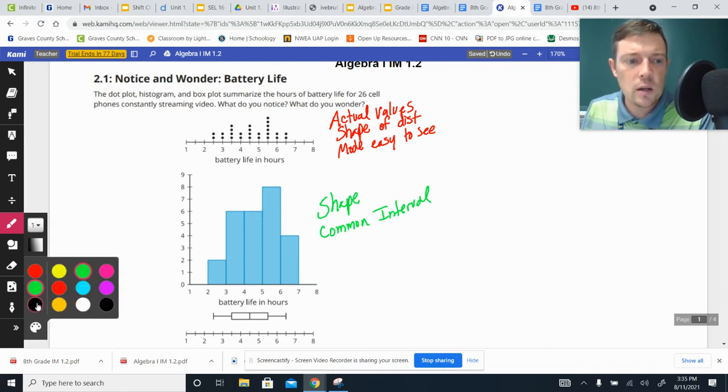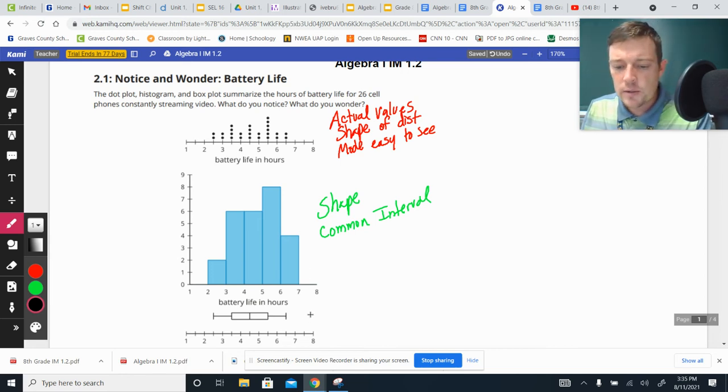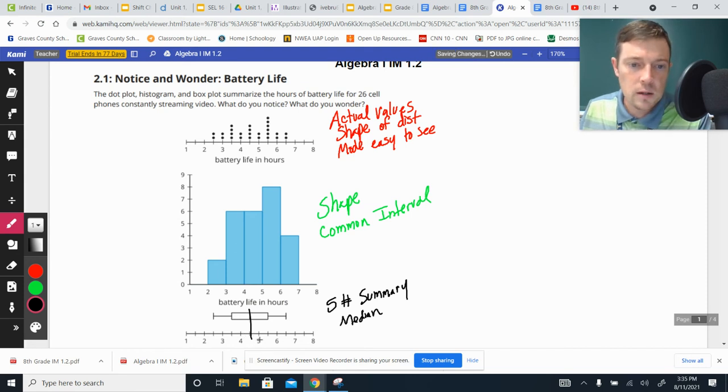And then the last one is the box and whisker plot. And I'll go to black color for this one. What am I noticing about the box and whisker plot? Well, you get your 5 number summary just by looking at it. It's really simple. You can see your min, you can see your max, the number in the center, the number in the center of the bottom half, the center of the top half. You get your 5 number summary. It's jumping right out at you. You can find the median really fast. You can't really do that with the others, but in this, the median is 4.5 just by looking at the graph.